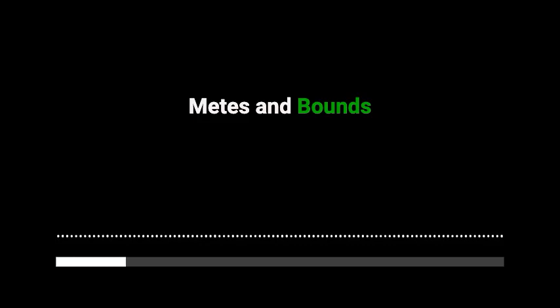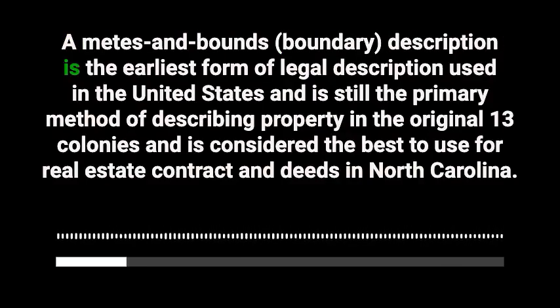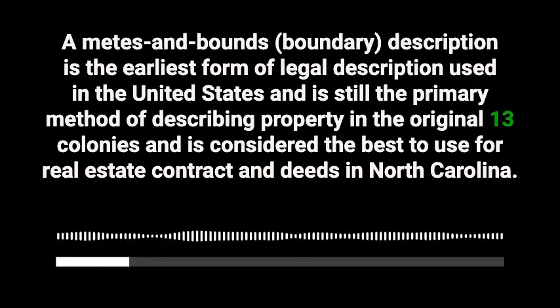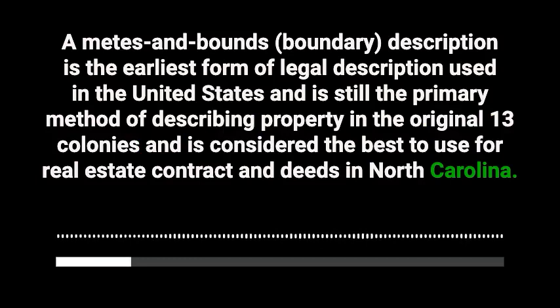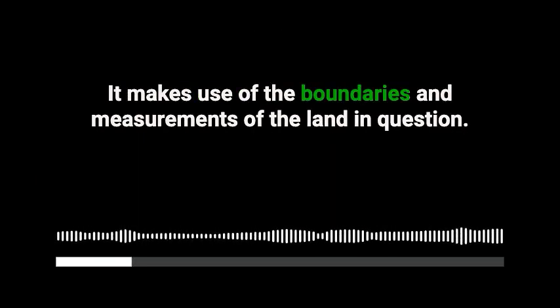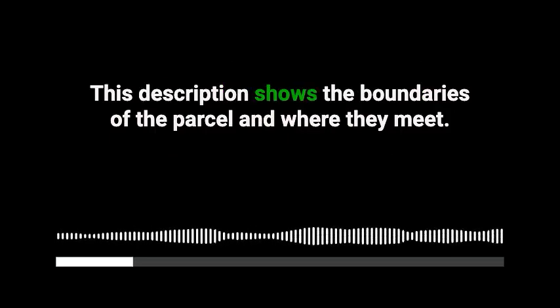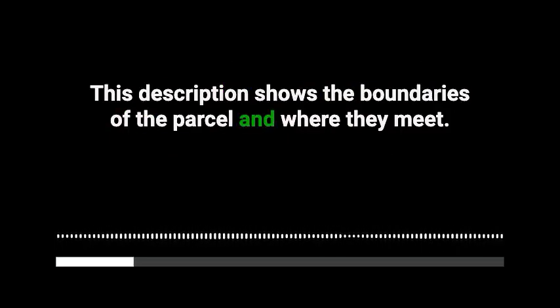Metes and bounds. A metes and bounds description is the earliest form of legal description used in the United States, and is still the primary method of describing property in the original 13 colonies, and is considered the best to use for real estate contracts and deeds in North Carolina. It makes use of the boundaries and measurements of the land in question. This description shows the boundaries of the parcel and where they meet.